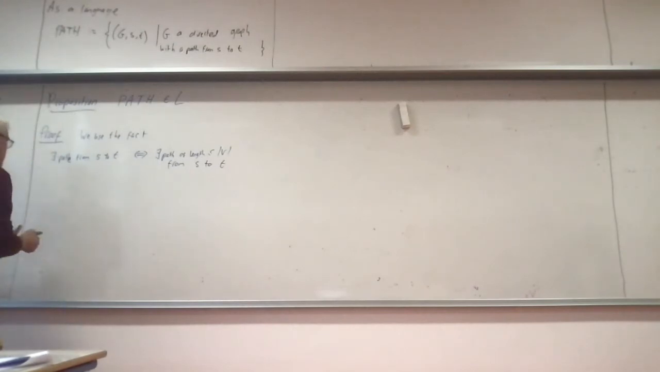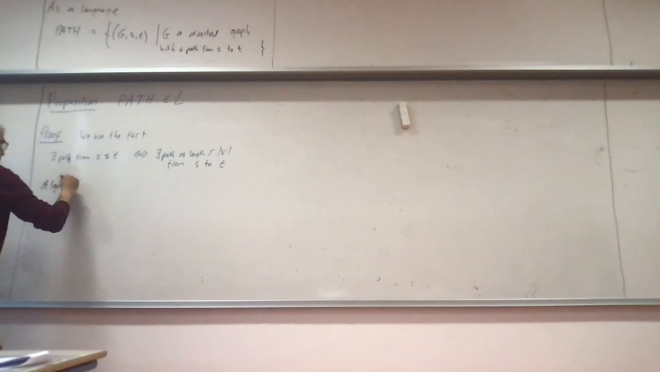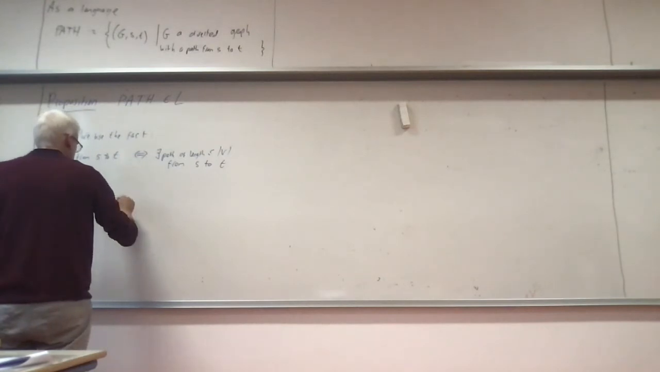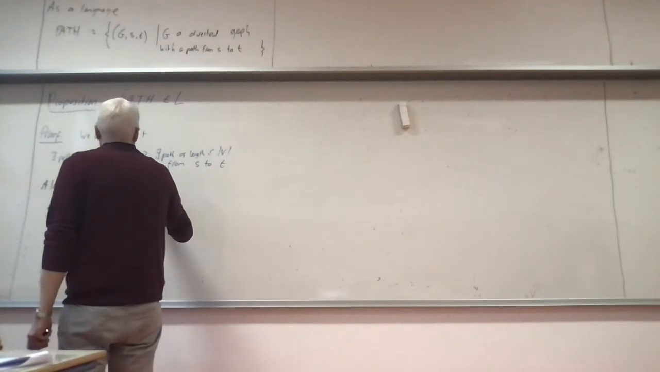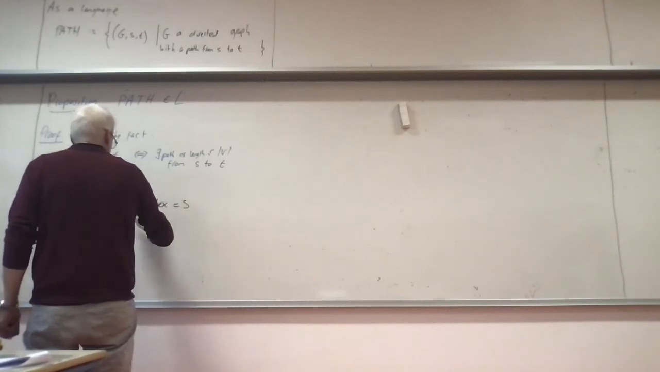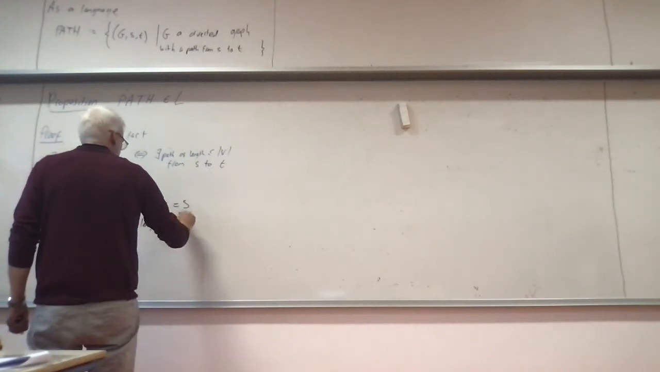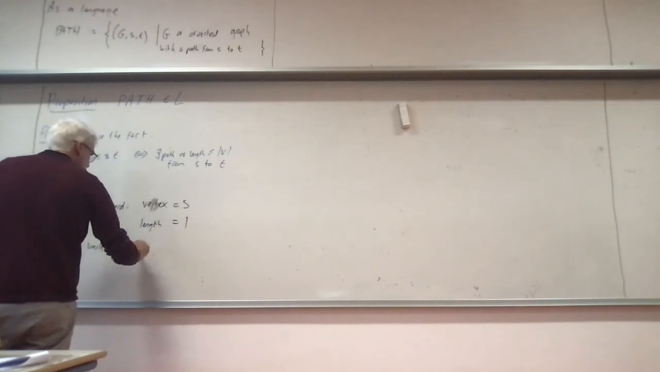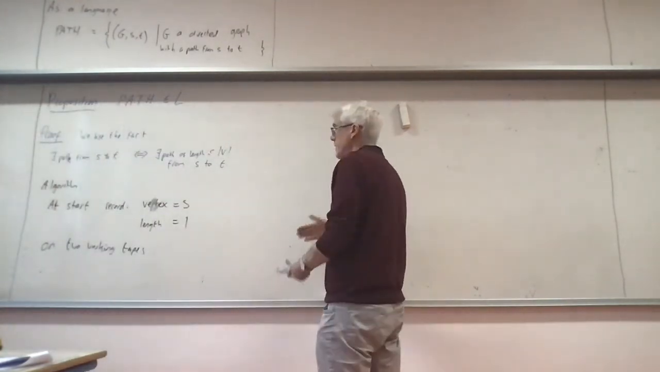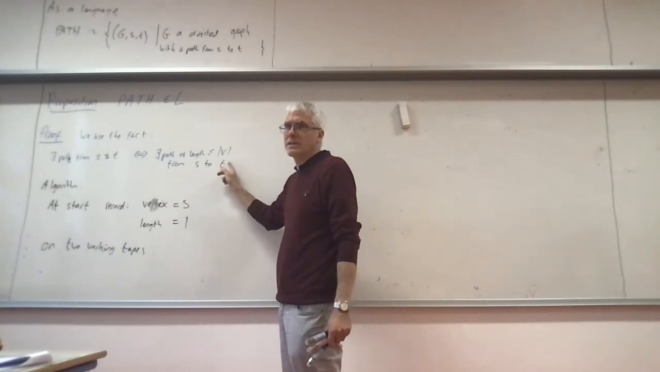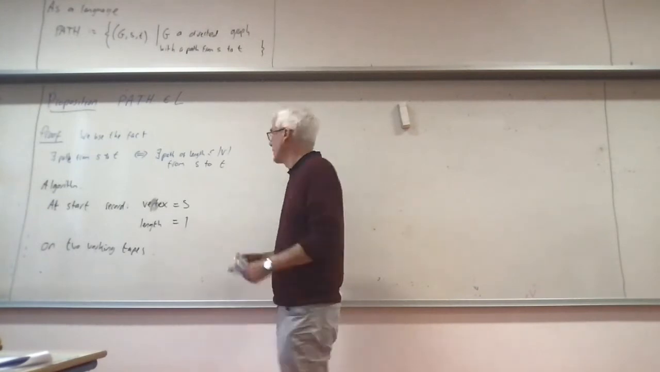So, the algorithm. At the start, we can have two working tapes if we want to, though we could obviously put it on one working tape. At the start, we record the vertex S. So let's say the current vertex equals S and length equals 1 on two working tapes. Then at each step of the algorithm, we check to see if our current vertex is T, in which case we're done. Otherwise, we non-deterministically choose another vertex and increase the length.